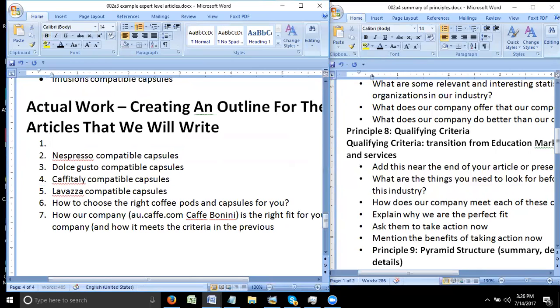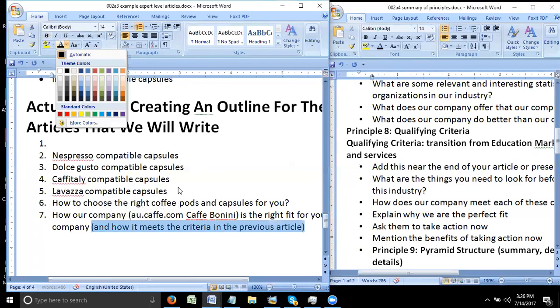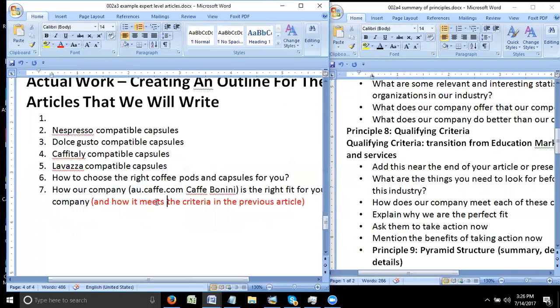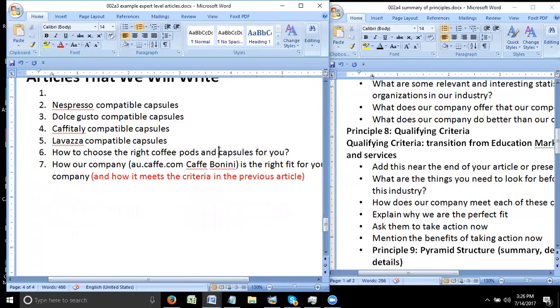Okay. Now I'm adding some notes here just to make it easier for you to follow. And I'm going to highlight them in red. And in the final version, of course, I don't think it's a good idea to put these in because the readers won't be interested in these comments. I just added in how to choose the right coffee pods and capsules for you based on the qualifying criteria number 8.